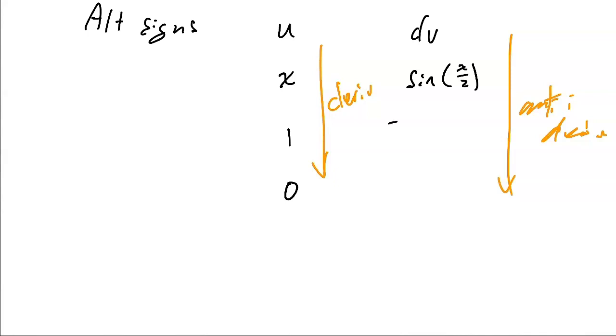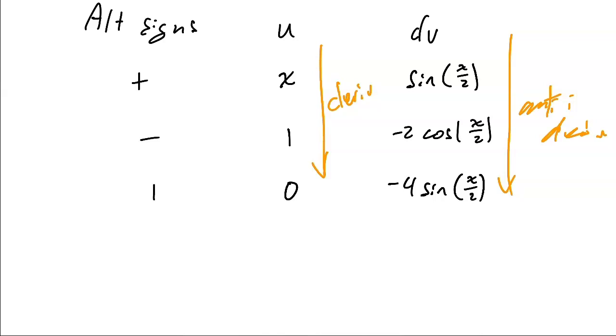So this will be negative 2 cosine of x over 2. And then I would have negative 4 sine of x over 2. Move this just a little bit. Okay, and then the alternating signs, you always start on positive. And then each column you go down, you literally just alternate the signs. So plus, minus, plus. As many times as you need to, you are just alternating the signs as you go on forever.